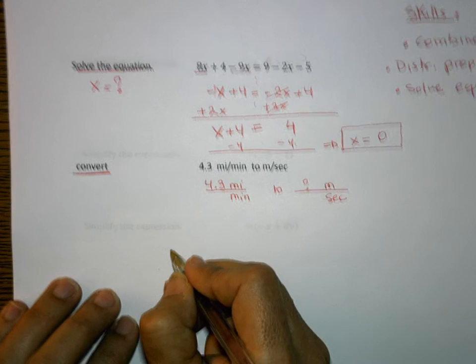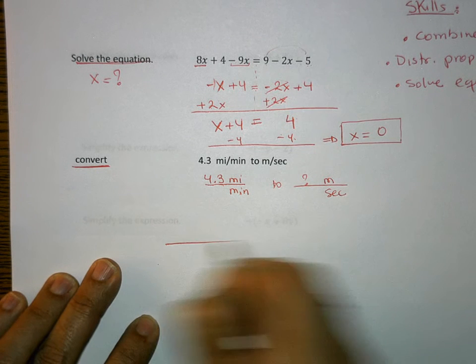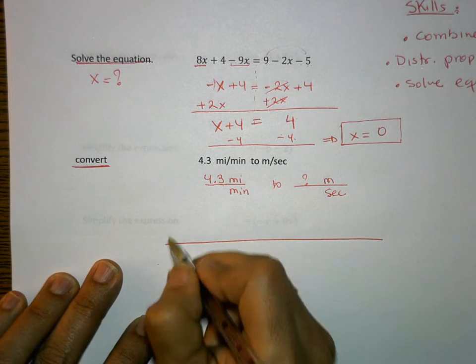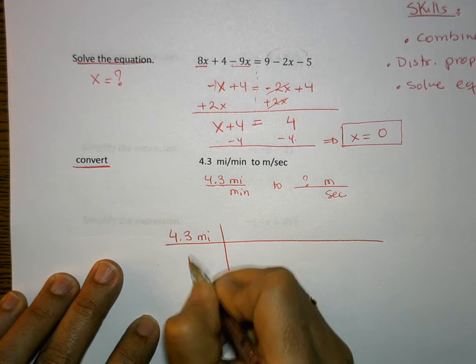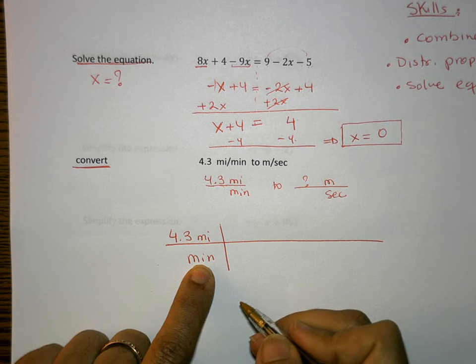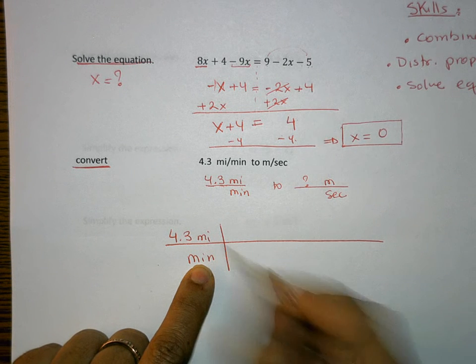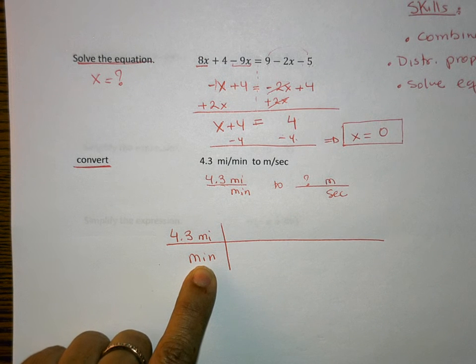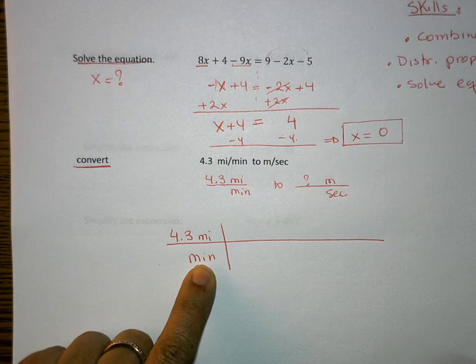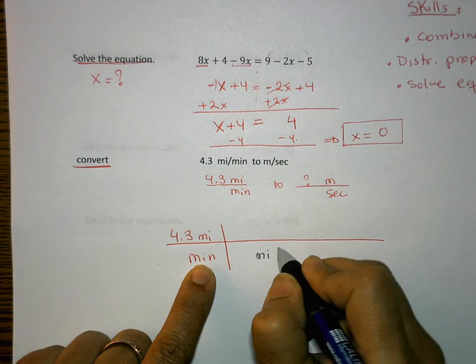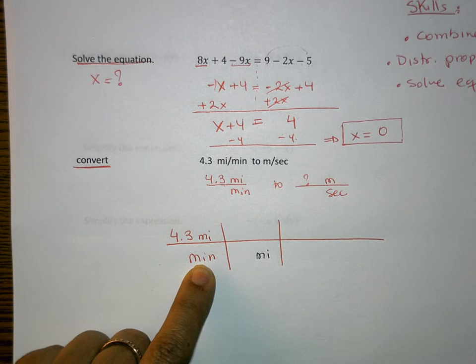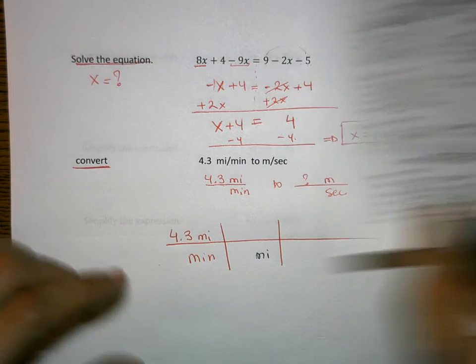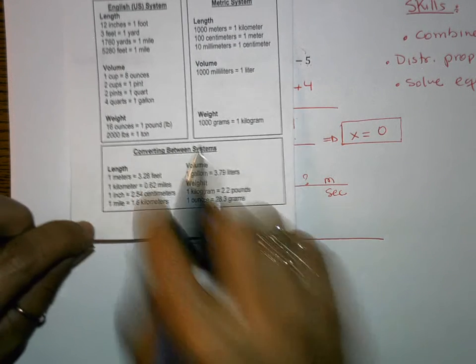So remember my little technique I taught you in class. Make the little long table. Okay. You start with 4.3 miles per minute over here. So I want something about, let me get a different color here, I want something about miles down here. Miles. I want the miles to cancel. And then I look at my little information sheet that you will be able to use on your test right here. I'm going to pull it up here.